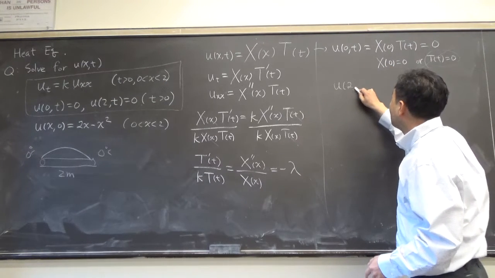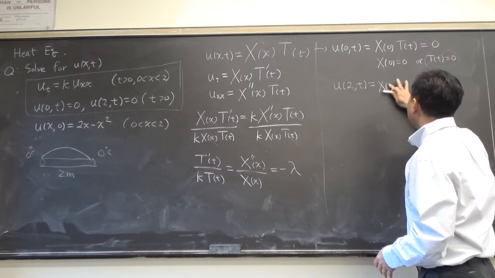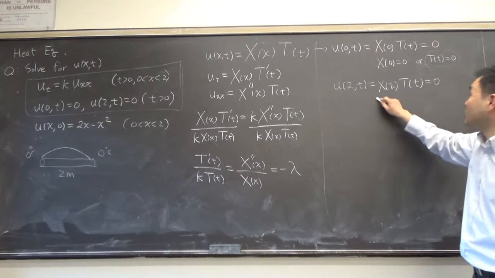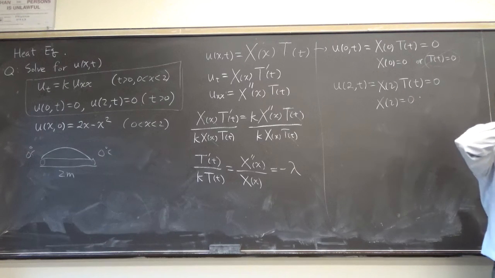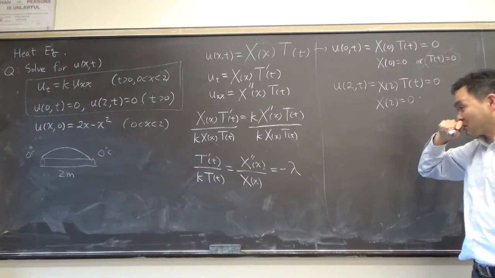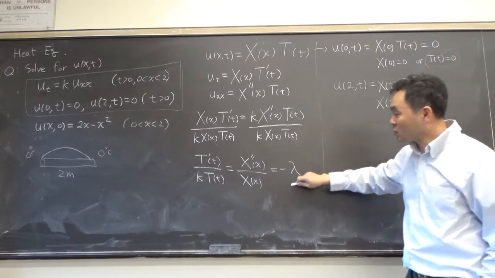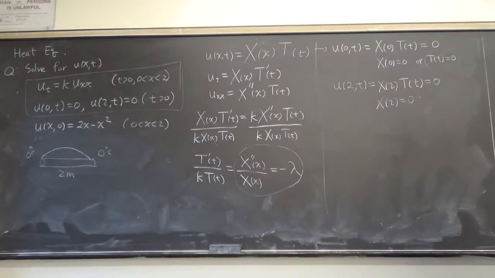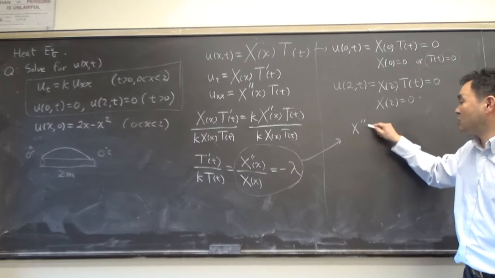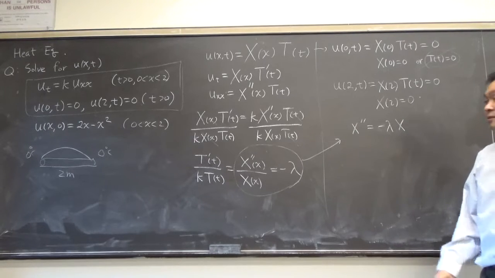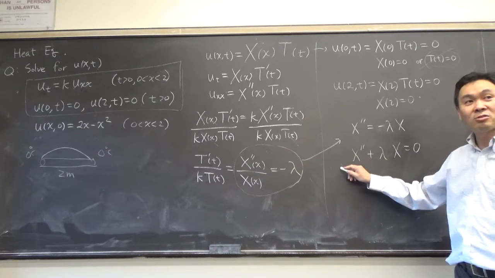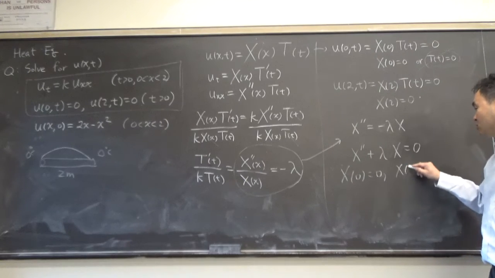Now, u(2,t) equals to 0 would mean X of 2 times T of t equals to 0. And for the same reason, we would get X of 2 equals to 0. Okay. Oh, that gives you two endpoint conditions for X, right? Uh-oh, now it looks like something that we've done before. Since we have something for X, we better go back and try to see what X could be, right? Let's multiply X both sides and rewrite this equation. This equation will be X double prime equals to negative lambda X. Okay? And then X double prime plus lambda X will equal to 0, with the condition that X of 0 is 0 and X of 2 equals to 0.